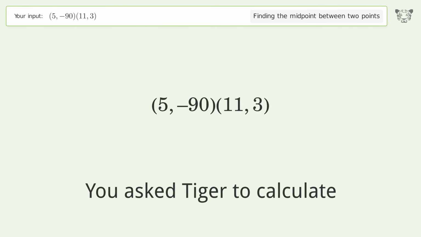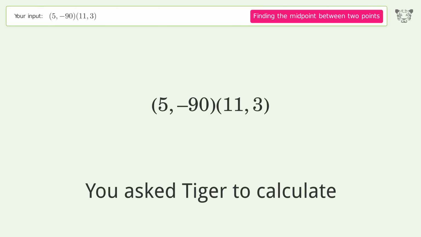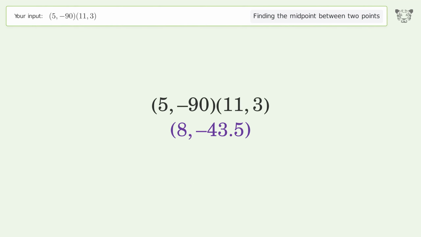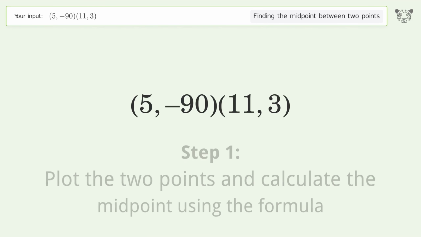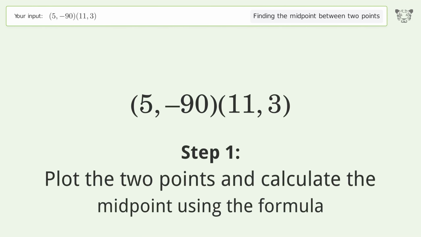You ask Tiger to calculate. This deals with finding the midpoint between 2 points. The midpoint between the 2 points is 8, -43.5. Let's solve it step by step. Plot the 2 points and calculate the midpoint using the formula.